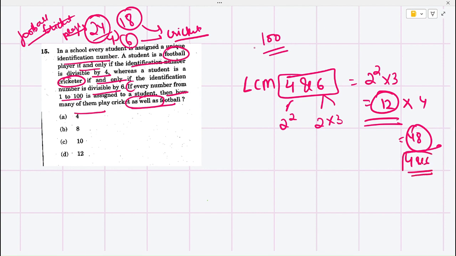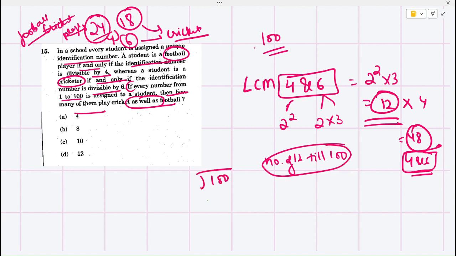So all the multiples will also be divisible by both, so we need to find the number of multiples of 12 till 100. This is the basic thing that we need to do in this particular question. So 100 we can write here, then we know the least common multiple, so if we divide we get 8, 96, so the remainder is 4 here, which means that there are 8 such students who play both cricket as well as football. Football was for the divisibility by 4 and cricket for the divisibility by 6.